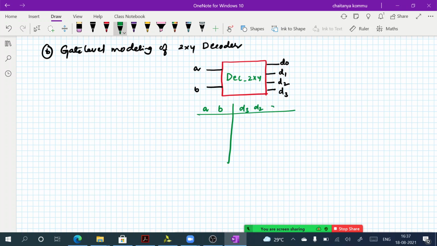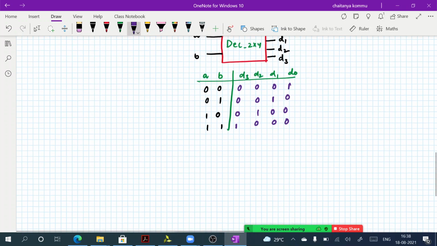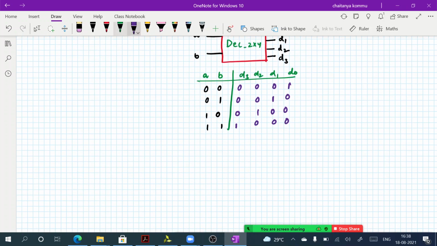D3, D2, D1, D0. Inputs 0 0, 0 1, 1 0, 1 1. Now what is the output for this one? As everybody knows, the output is 0 0 0 1 for the first case. At a time only one particular output is active. So for 1 1 you apply, the MSB bit will be active and the remaining are all inactive. So from this we can easily develop D3. What is D3 here? D3 is nothing but A into B.